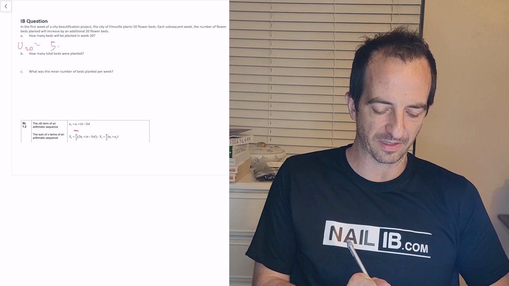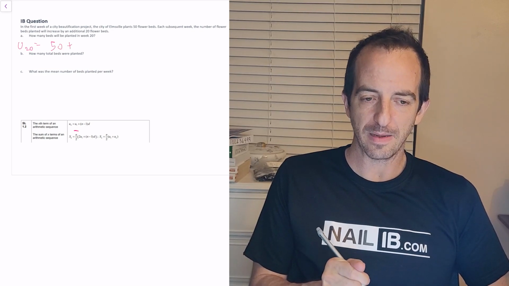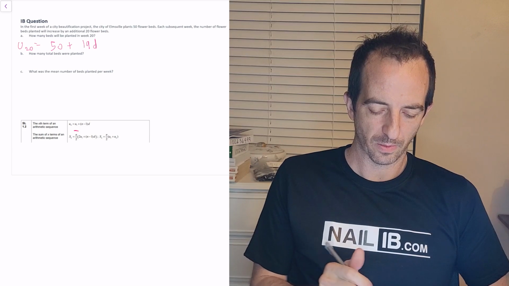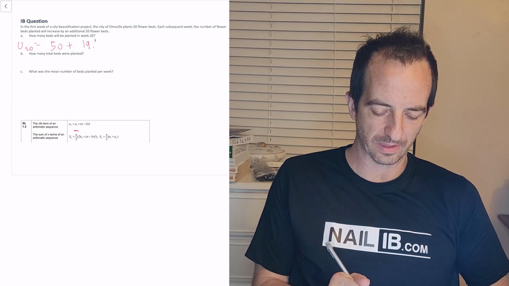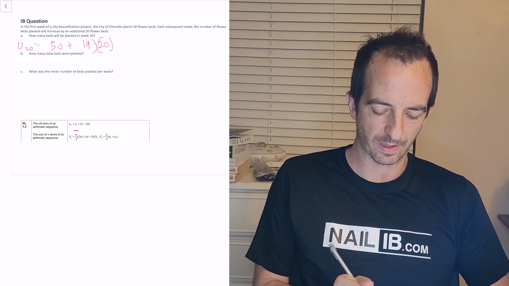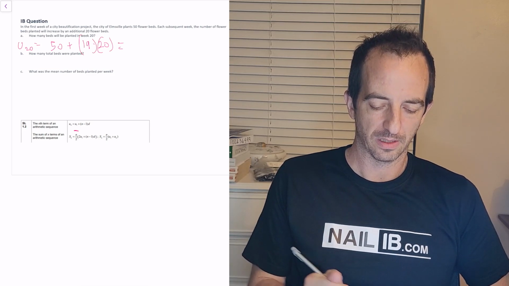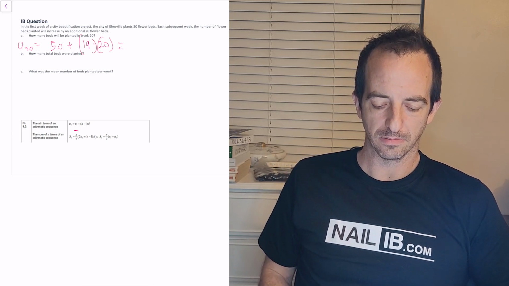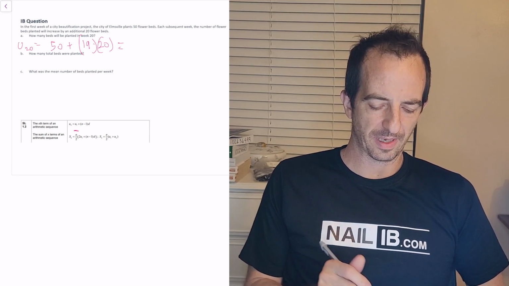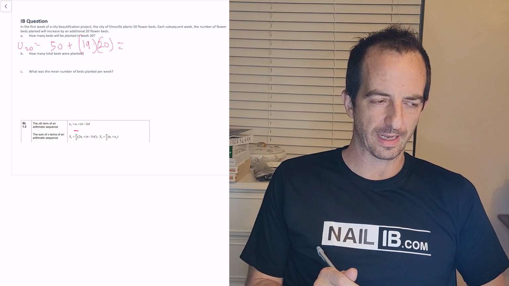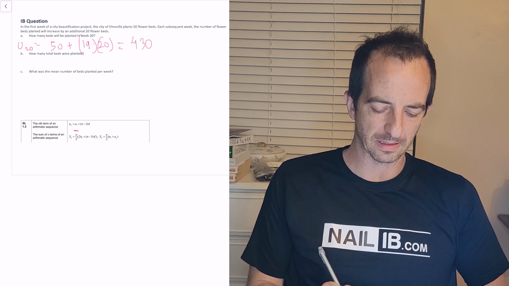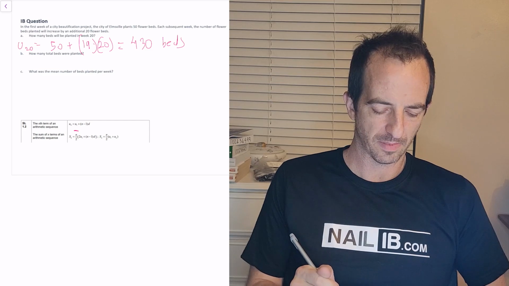That's how many we planted that first week, plus (n minus 1), or 19d, where d, actually, we know d is equal to 20, right? So d we do know. d is equal to, every week we're adding 20 to the number of beds that we're planting. And now this becomes 50 plus 19 times 20, which 19 times 20 is equal to 380. 380 plus 50 is equal to 430 beds in that week 20.